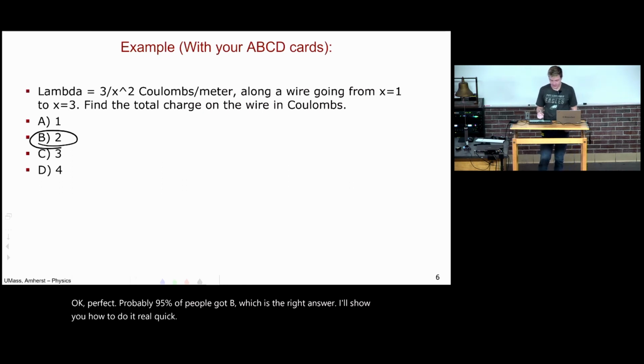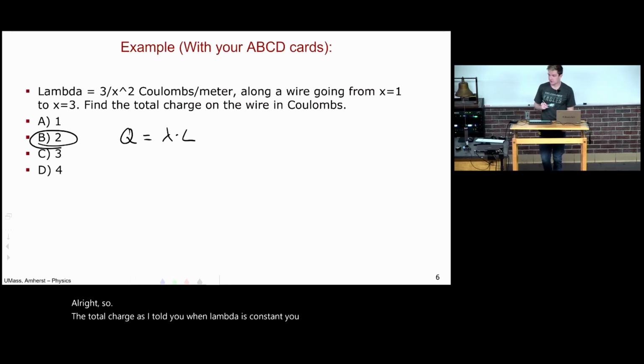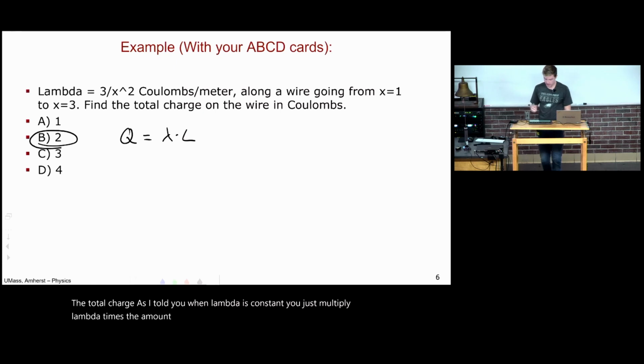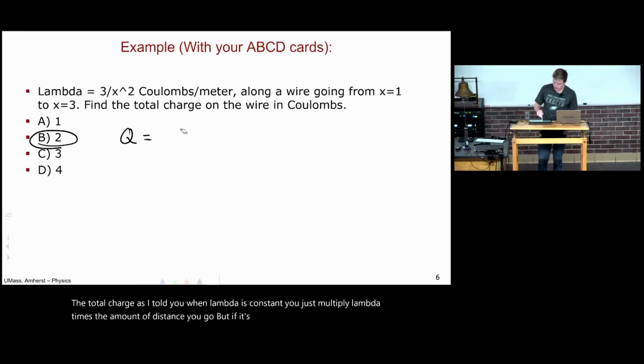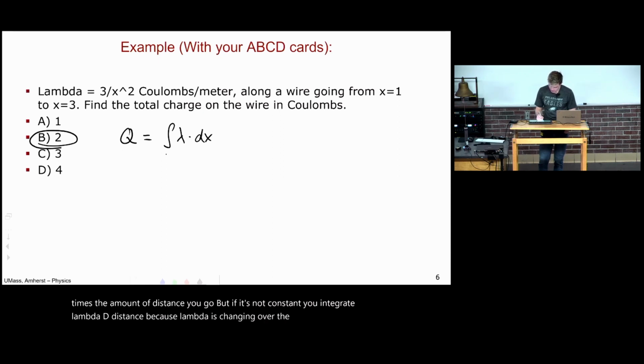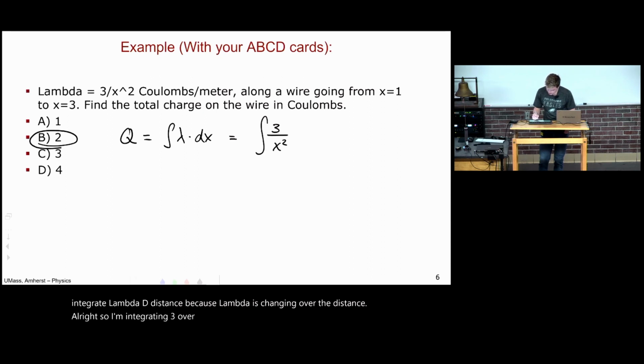All right, so the total charge, as I told you, when lambda is constant, you just multiply lambda times the amount of distance you go. But if it's not constant, you integrate lambda d distance, because lambda is changing over the distance. All right, so I'm integrating 3 over x squared from 1 to 3.